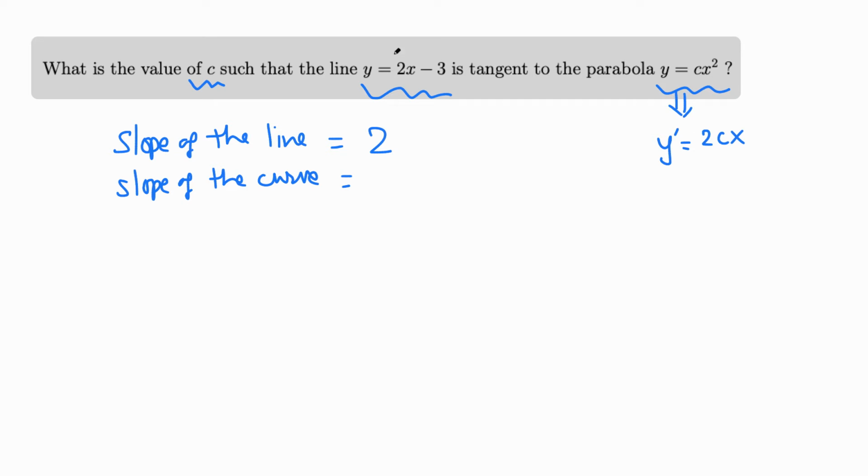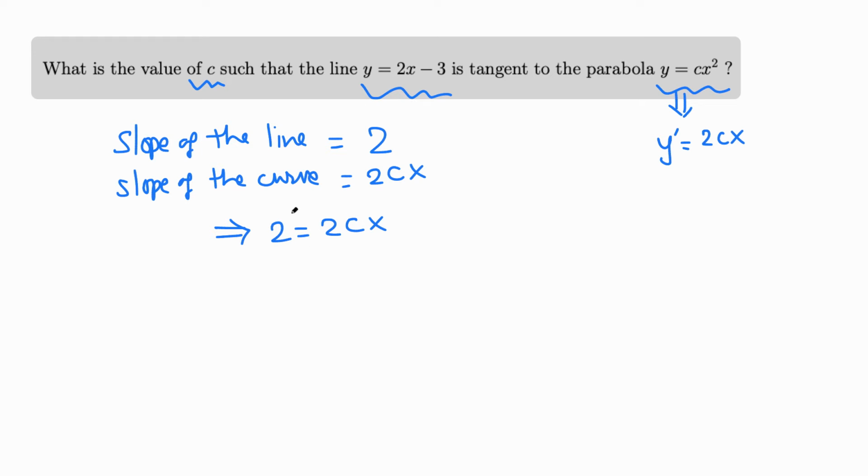The slope of a line is always the same. And here the slope at any x is 2cx. And they should be the same because this line is tangent to the parabola. So this implies 2 equals 2cx.